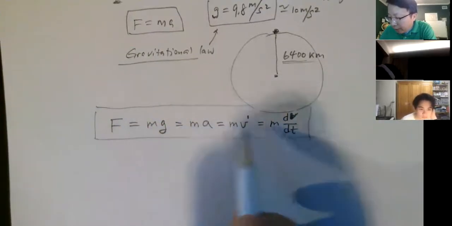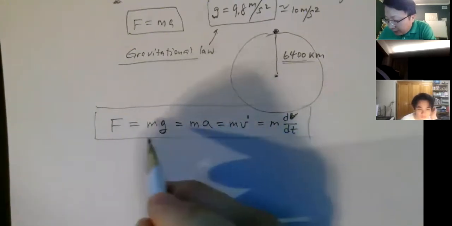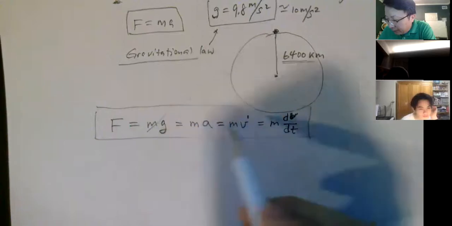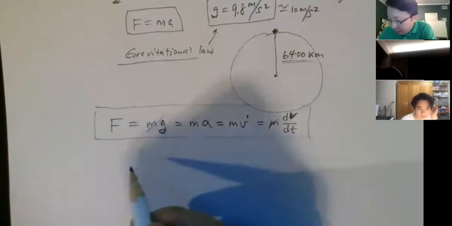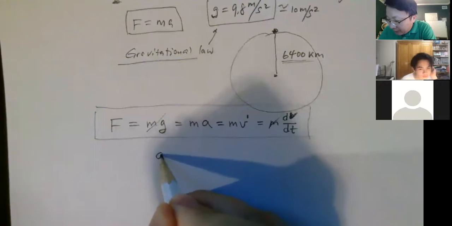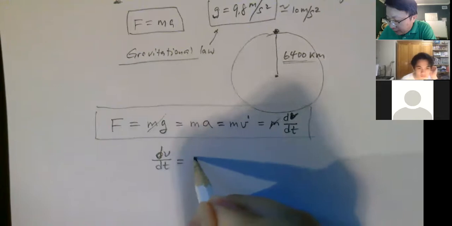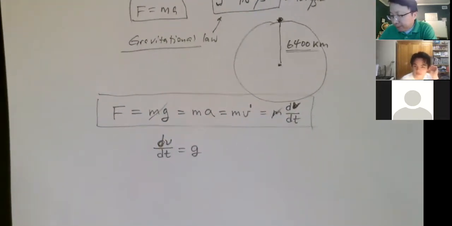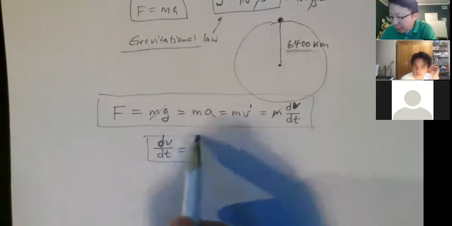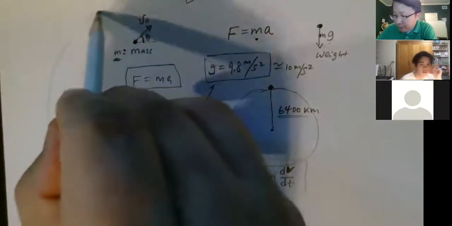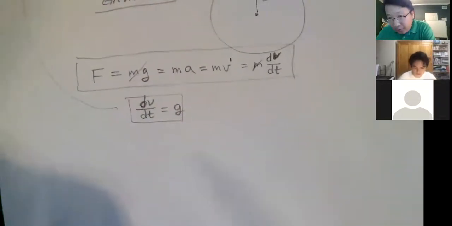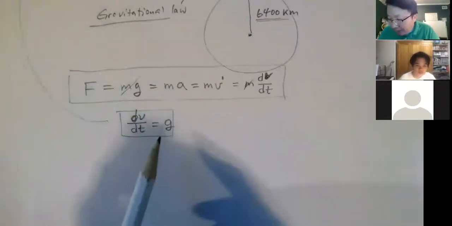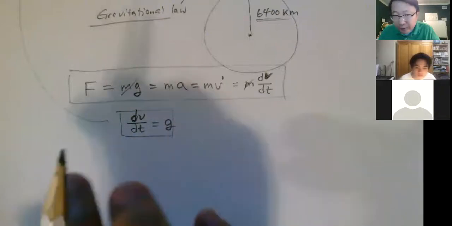So if you really look at it, you can cancel m. So that basically tells us dV/dt equals g. That's the only thing describing our movement here. Now, of course, I made it very simple. Actually, there is a direction.